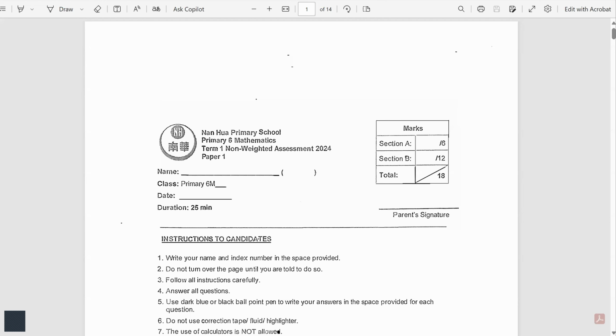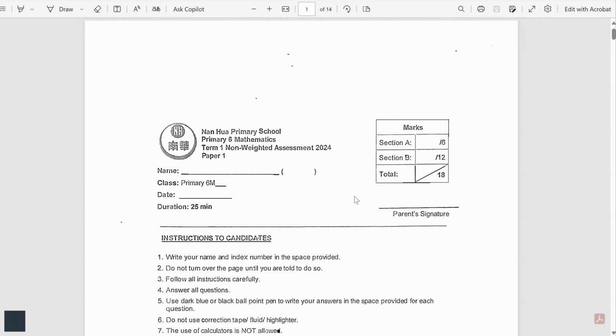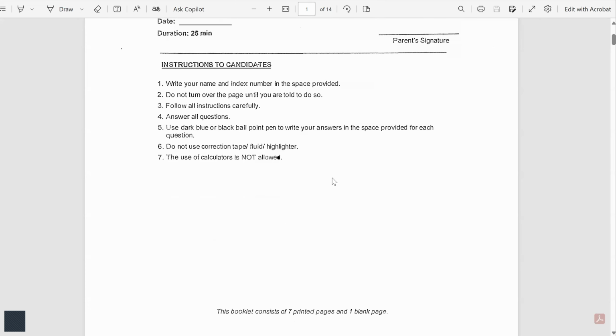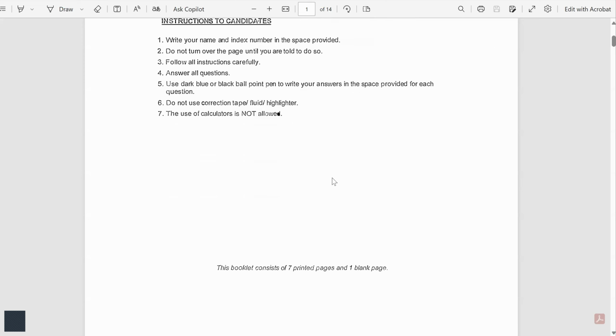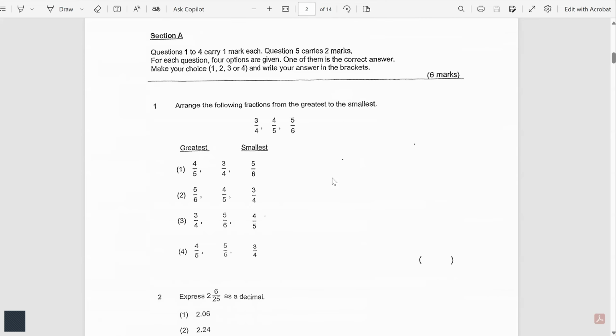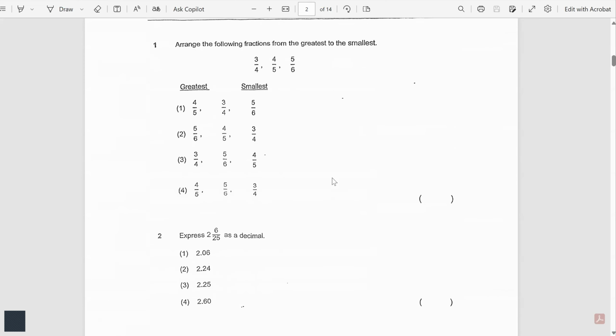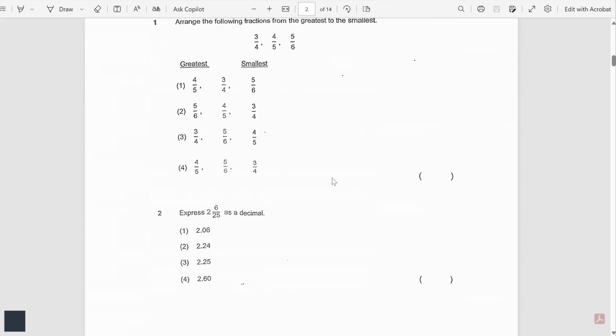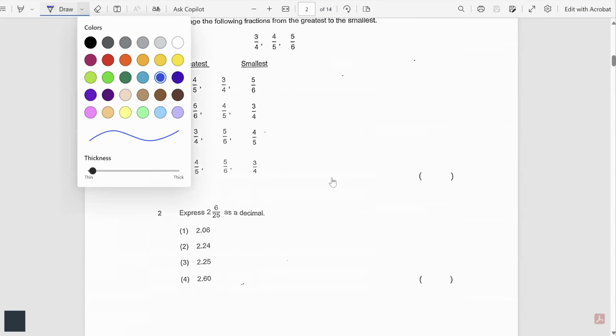Nanhua P6 Term 1 Non-Weighted Assessment for 2024. Let's look at paper 1. For paper 1, the use of calculators is not allowed. Question 1. Arrange the following fractions from the greatest to the smallest.